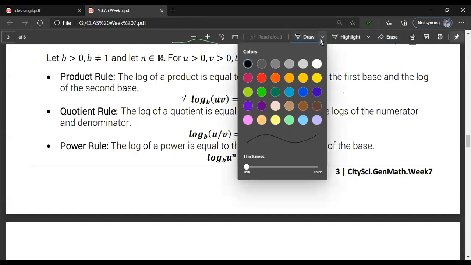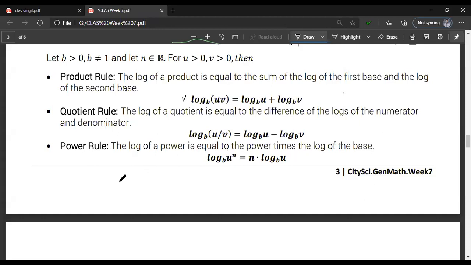So, paano siya? Magiging, kunwari, logarithm of x squared with the base 3. So, magiging ano siya? Magiging 2 log, huwag kayo matulog, 2 times logarithm of x with a base 3. So, 2 log x with a base 3.